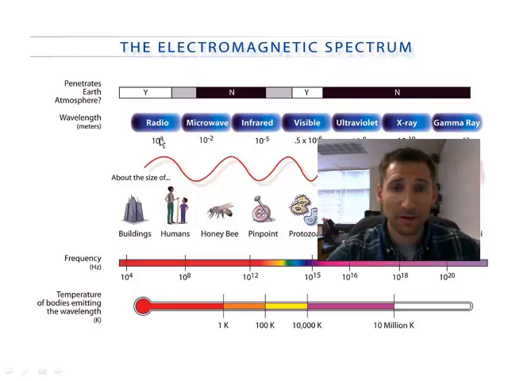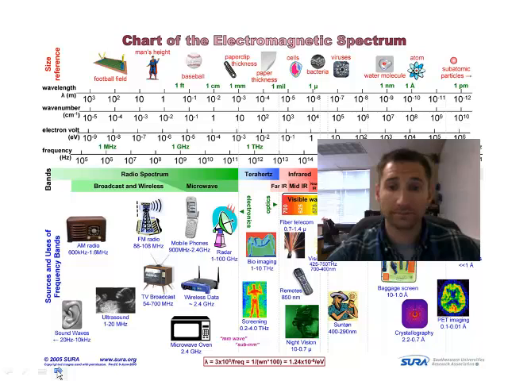When we say them in order of increasing frequency, it goes radio waves, microwaves, infrared, ultraviolet, X-rays, and gamma rays. In increasing wavelength, it's the opposite: gamma rays, X-rays, ultraviolet, infrared, microwaves, and radio waves. So study this diagram, know this diagram, and you will be good to go.